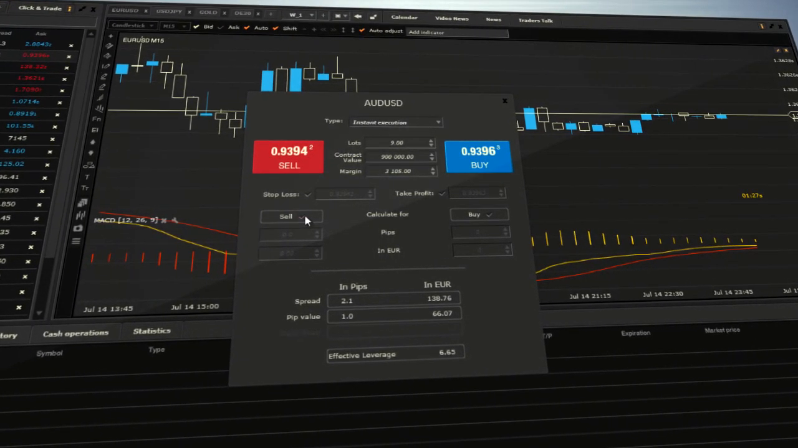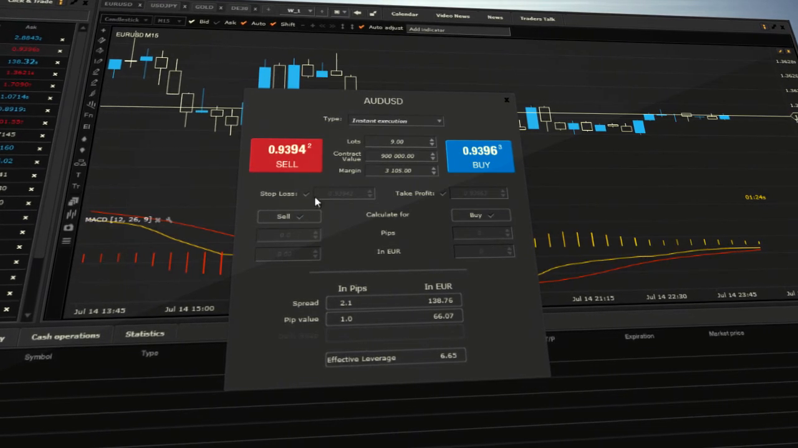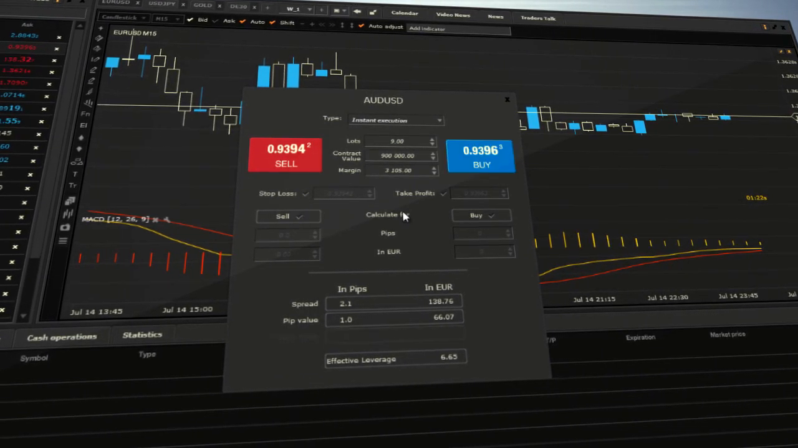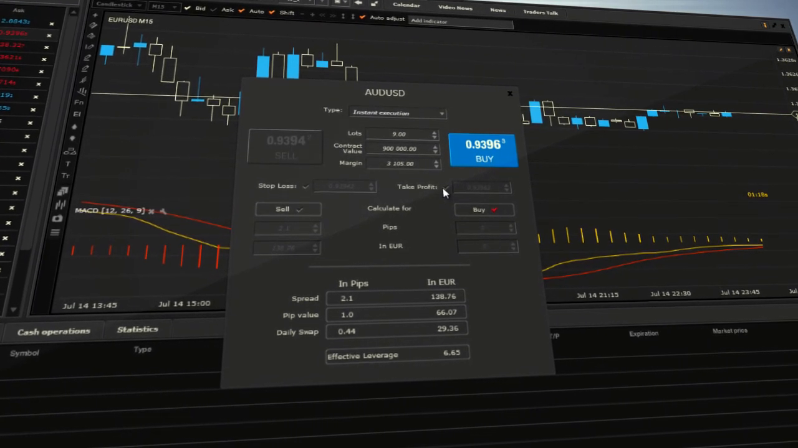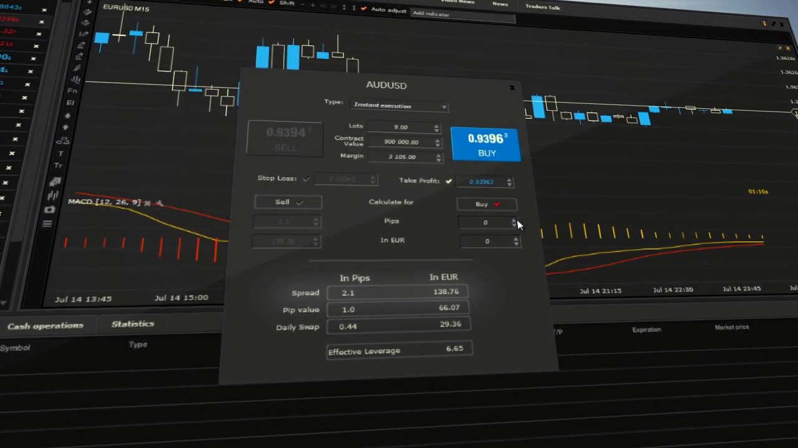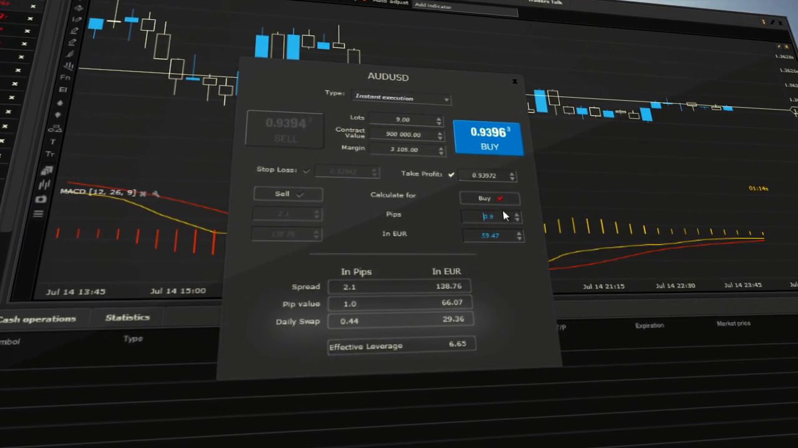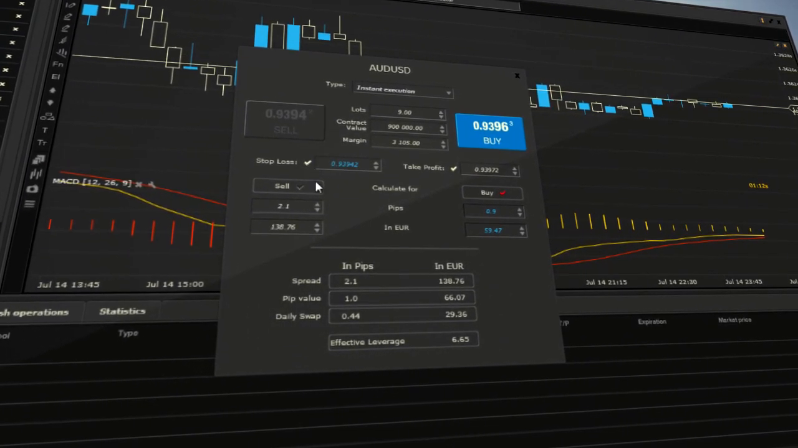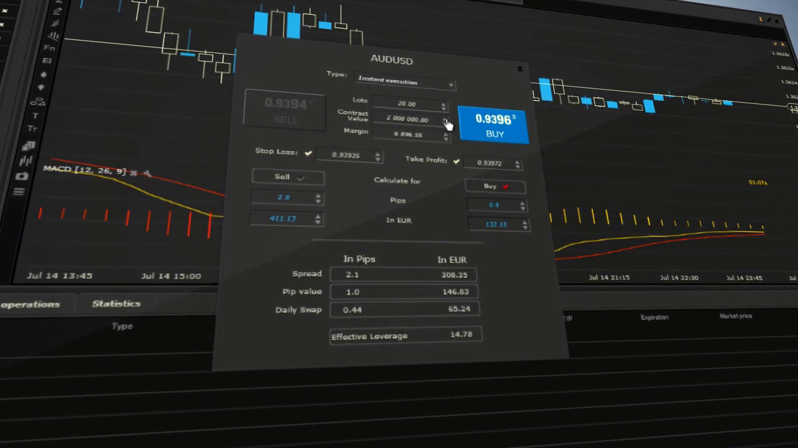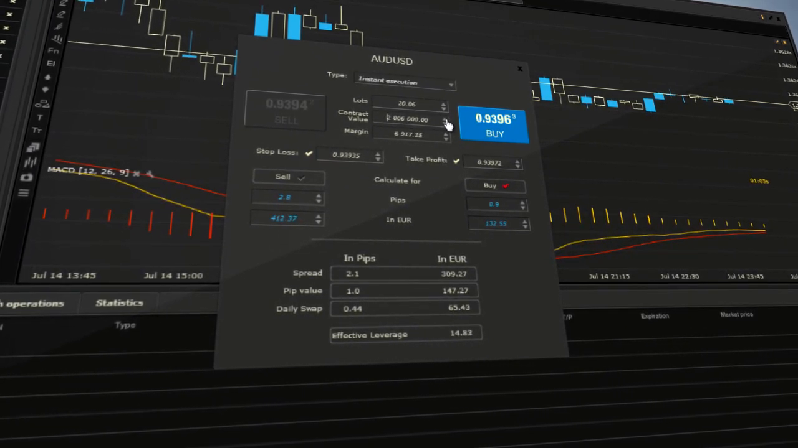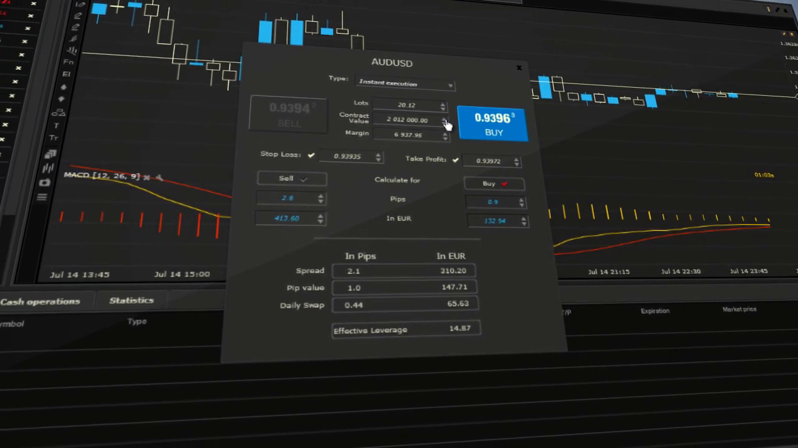To do so, first choose the type of order, and then the type of transaction, buy or sell. You can calculate the value of the spread, pip, and daily swap in account currency. You can manipulate the number of lots, the value of the contract, and margin to see how it will change.